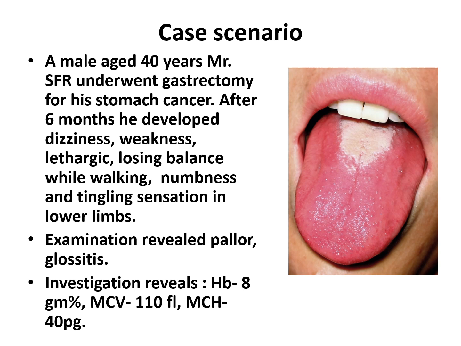After the gastrectomy, he started developing features like dizziness, weakness, he was lethargic, losing balance while he was walking, and also few features like numbness and tingling sensation in the lower limbs. Examination shows pallor present and glossitis. Glossitis meaning is inflammation of the tongue, as you can see in the picture. Investigation shows hemoglobin level 8 gram percentage, MCV 110 femtoliters and MCH 40 picograms.